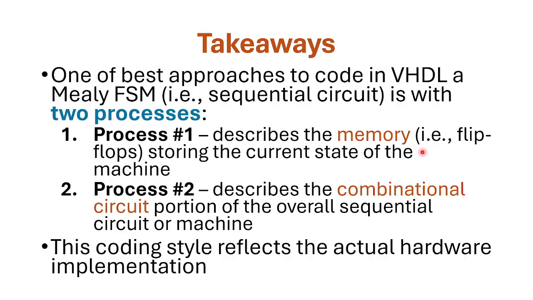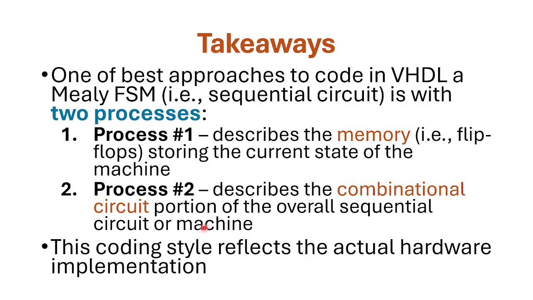So a long story short, the main takeaway is that one of the best, in my opinion perhaps the best way to code Mealy finite state machines in VHDL, is to use a two process coding style, where process number one would describe the memory, the flip-flops that store the current state, while process number two would describe the combinational circuit portion of that machine, as shown on the previous slides.